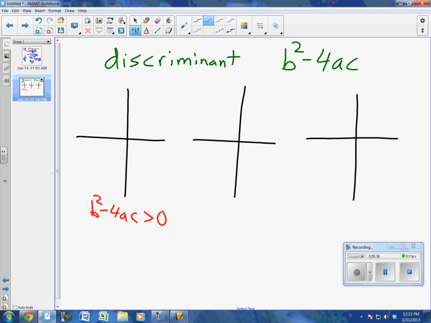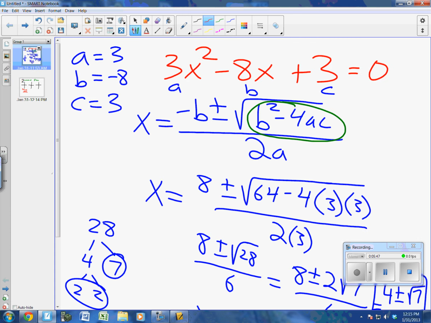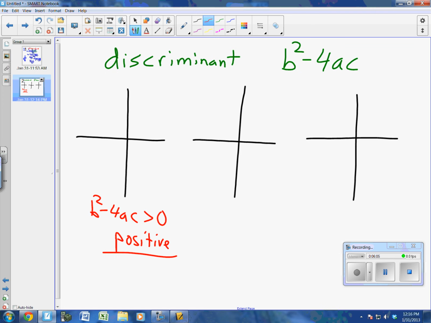What kind of numbers are greater than 0, you guys? Positive numbers, right? So in other words, if your discriminant is a positive number, and just to back up, what was the discriminant of this problem right here? 28 was the discriminant, okay? Because once you simplified it all down, you got 28. Is that positive or negative? Positive, it's positive, right? Yes.